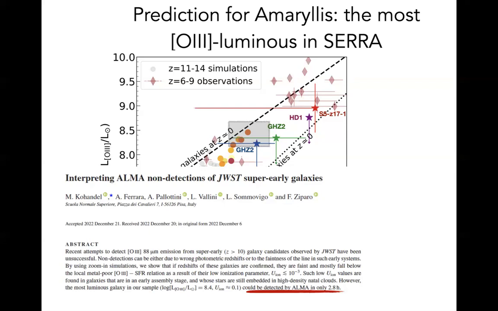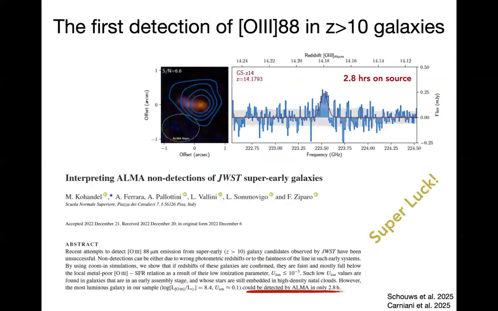So they went with ALMA to detect the O3 emission line. And really, super lucky, they detected the O3 emission line in this galaxy with 2.8 hours on source. This was one of the most exciting times of my career, I would say. When I saw the number, I was like, this is unreal. But this was for the higher redshift galaxy, redshift 14.